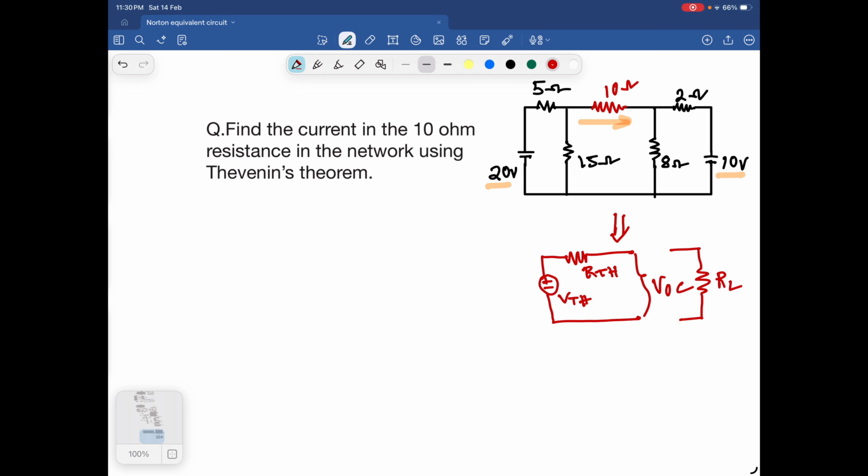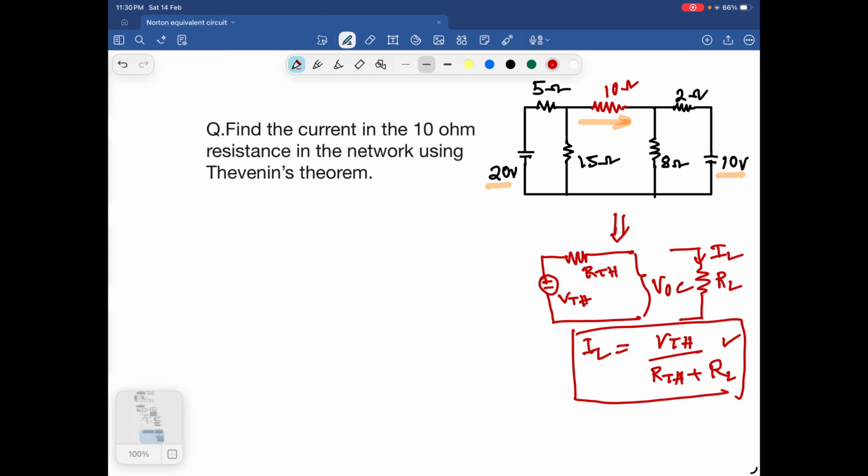Then the current through the load resistance, that is IL, is equal to VTH by RTH plus RL. So this is the equation. We will use that one also.